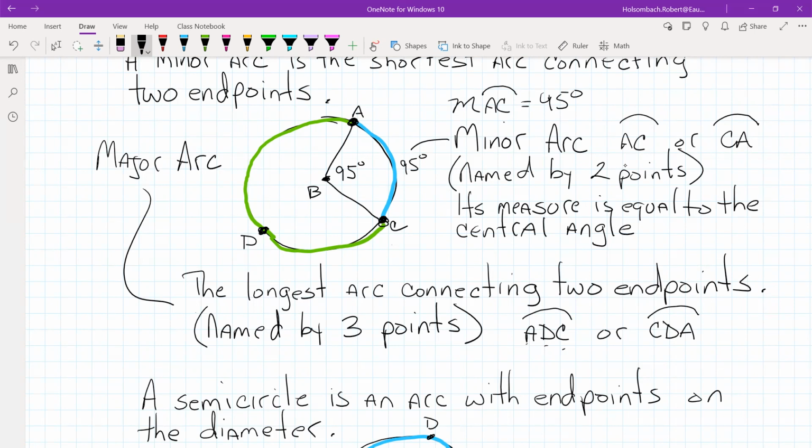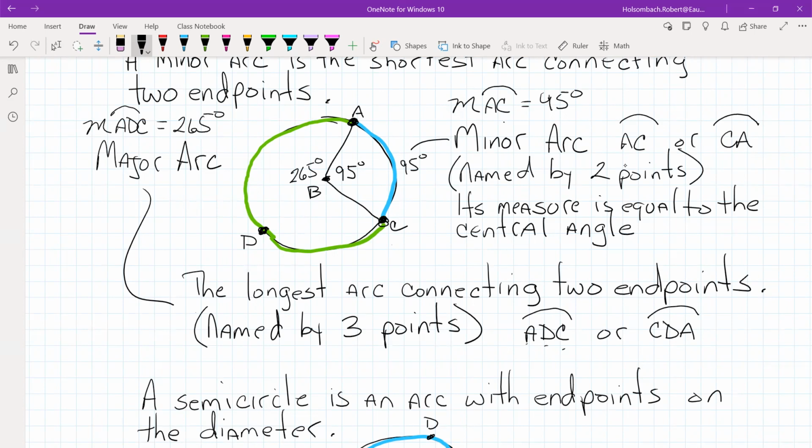So if the minor arc AC is 95 degrees, if we take 360 and subtract the 95, we get 265. So that means this back angle is 265 degrees. So the measure of this major arc, the measure of arc ADC is 265 degrees. Everybody okay with that?